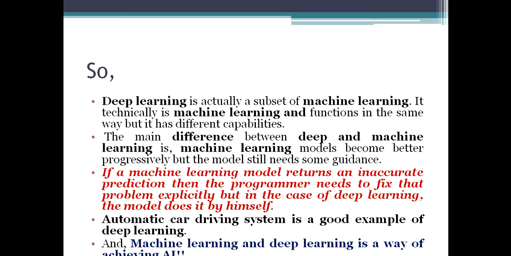Now, automatic car driving, you already got, is a good example of deep learning. And overall, machine learning and deep learning are ways of achieving AI, that is artificial intelligence, or imposing intelligence on a machine so that it will decide itself what to do for an instant input or for instant actions. So guys, that's the difference between AI, ML, and DL.